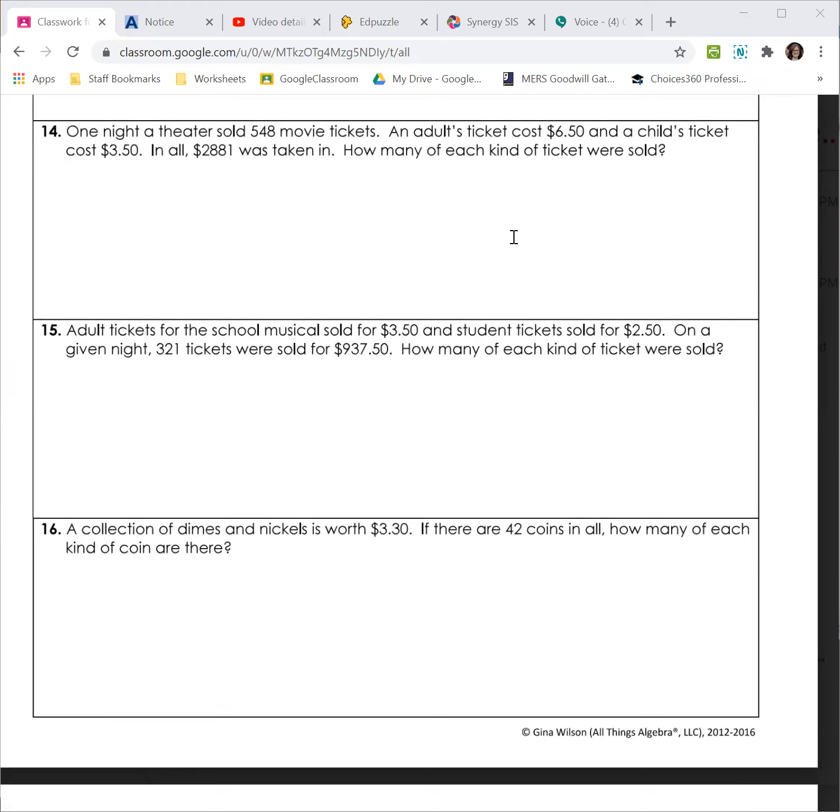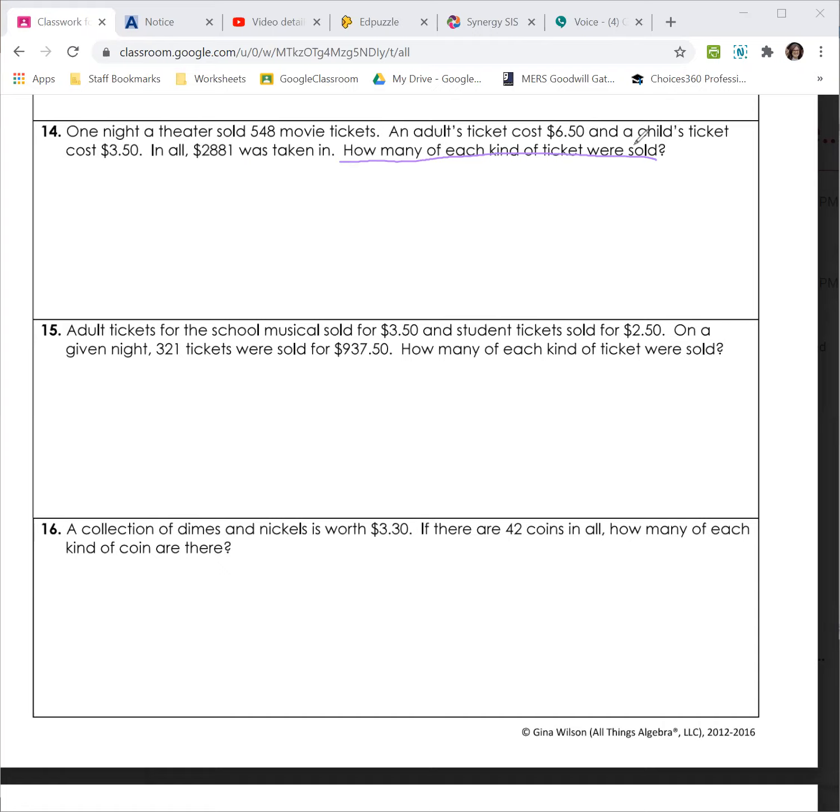So on number 14, I've got: one night, a theater sold 548 movie tickets. The adult tickets were $6.50 and child's tickets were $3.50. In all, they collected $2,881. All right, so they want to know how many of each ticket were sold. So, like I said, when you define your variables, look for that last sentence. That's usually a good place to start.